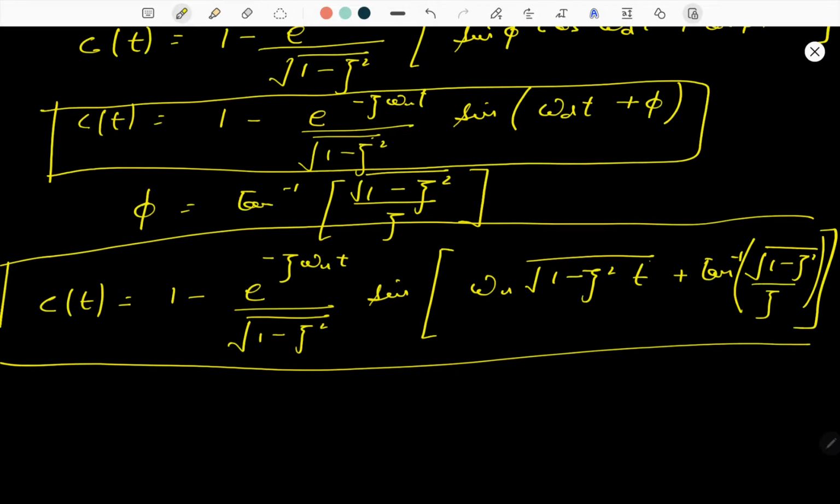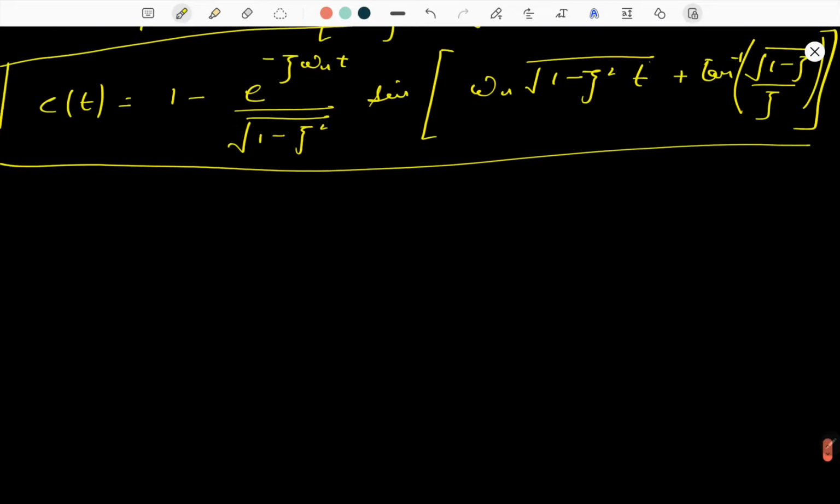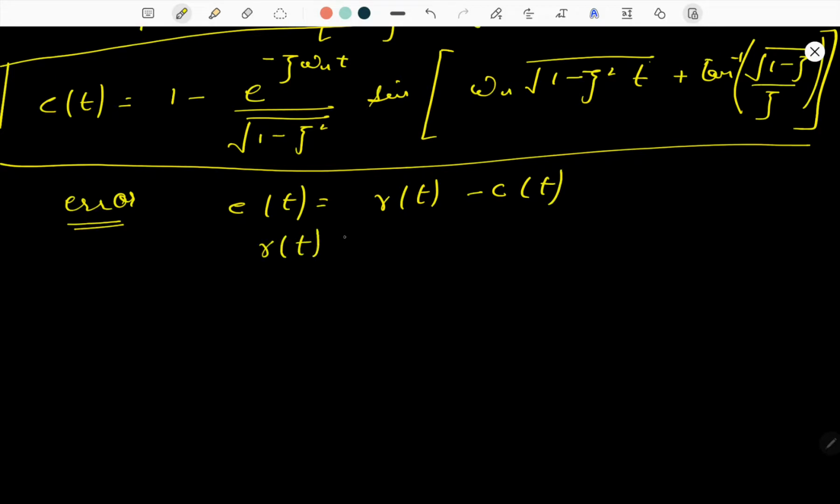So as in the first order control system, we write the error. Error is given by, as we discussed in the last lecture, e(t), and e(t) is simply r(t) minus c(t). So r(t) we have taken as a unit step input, so the value of r(t) is simply 1. r(t) is equal to 1. So just put the value of r(t) equal to 1 and you have the value of c(t) in the above expression.